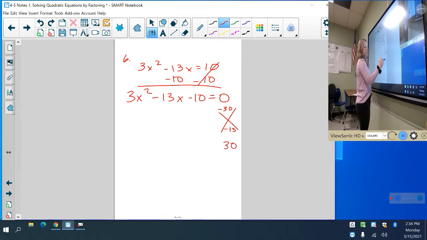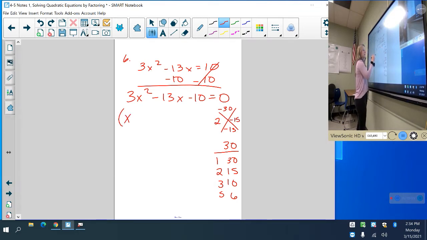So I have 30 here. I have 1 and 30, 2 and 15, 3 and 10, 5 and 6. For this one, it's going to be negative 15 and positive 2. It can't be this one because they both have to be negative, and that would give me a positive 30. So I'm going to pick 2 and negative 15. So I have x plus 2 and x minus 15.